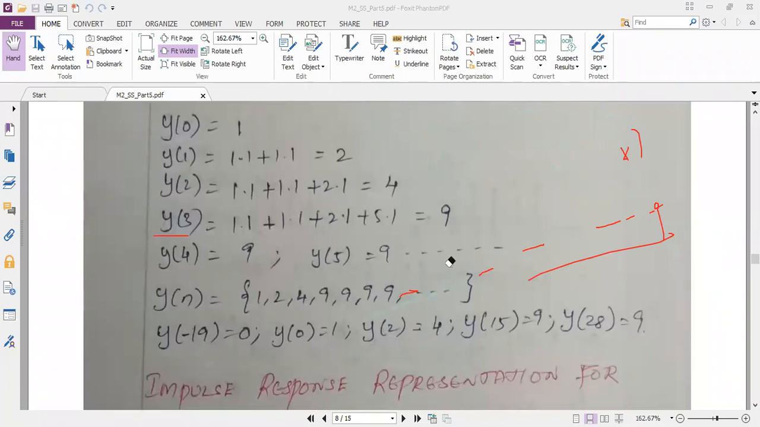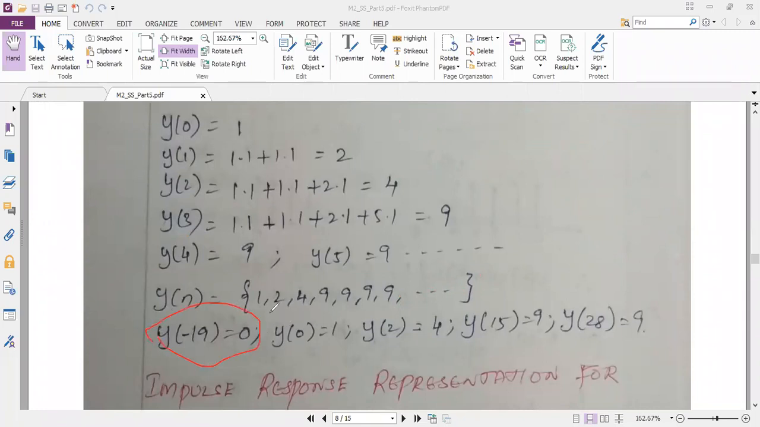Now you see the question. I hope you have written the question. So they are asking y of minus 19. Can anybody tell me y of minus 19? Will I get the answer? No, ma'am. Why? Because when n is less than 0, I analyzed that y of n is equal to 0. So because of that reason, y of minus 19, I am writing it as 0.